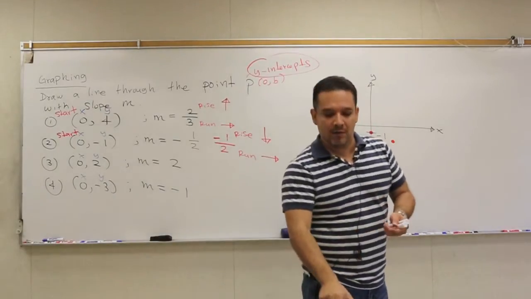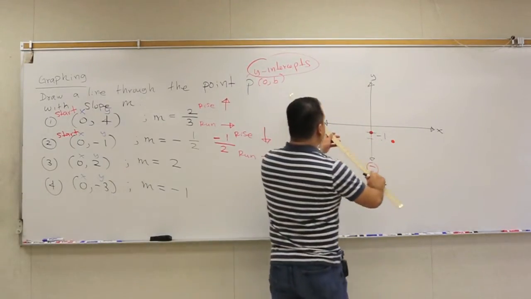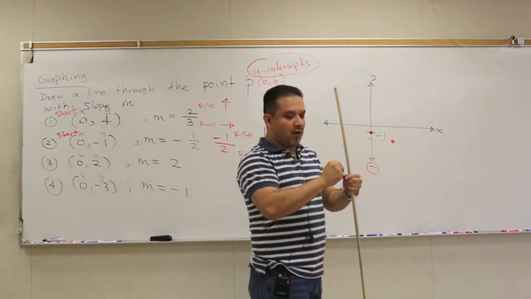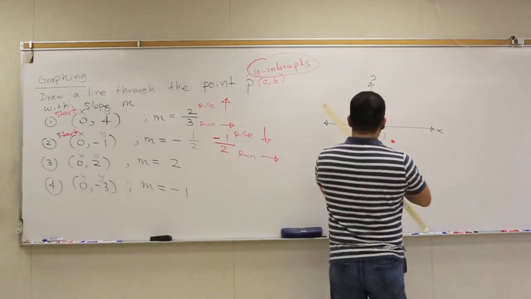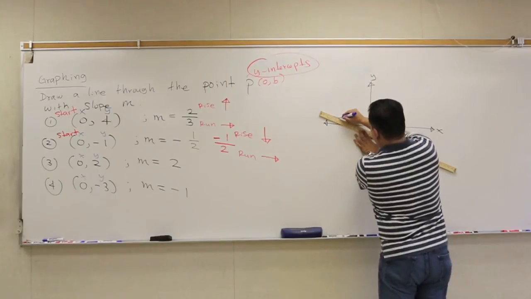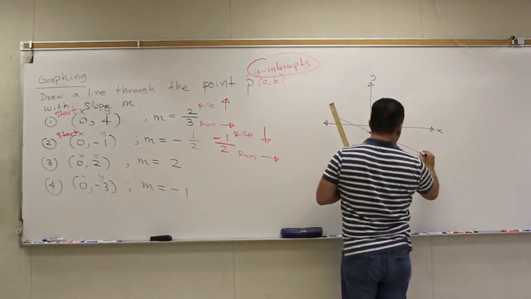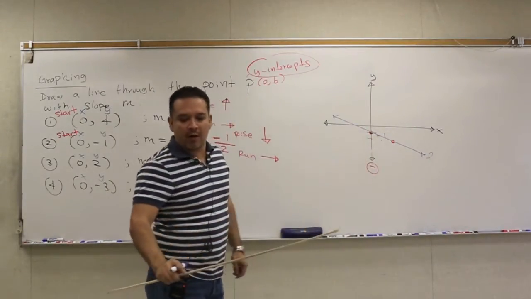Now what do I do? Simply draw my line. Now notice, is this going to be a downhill scenario? So is the slope negative? Okay, so this is downhill. Here's my line. And there you are.